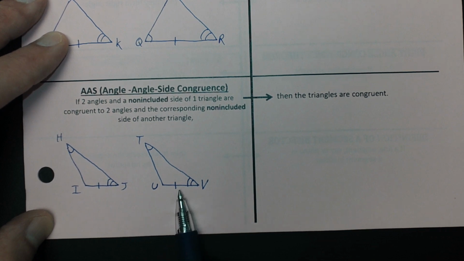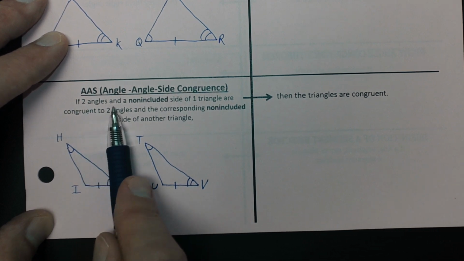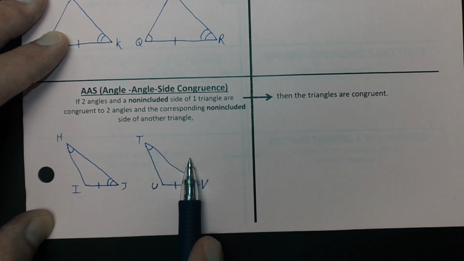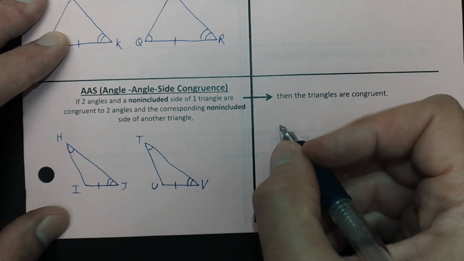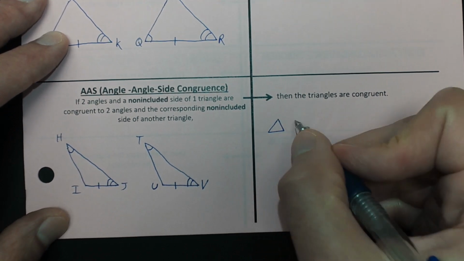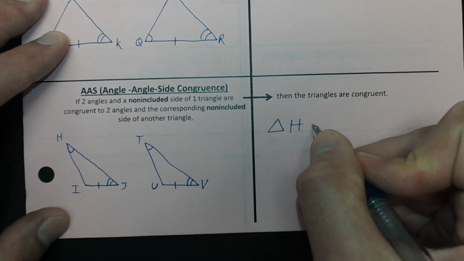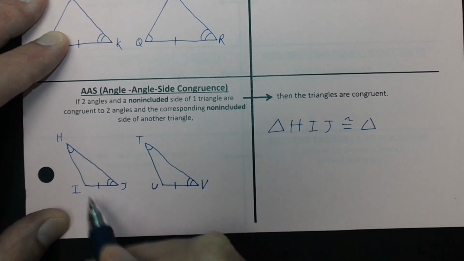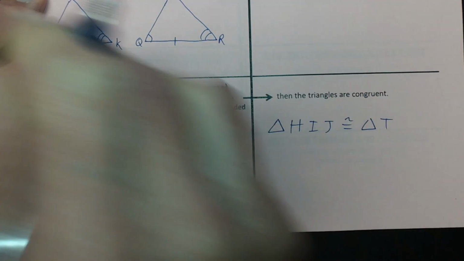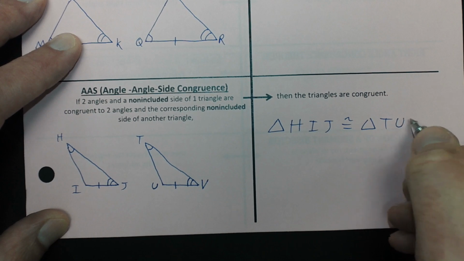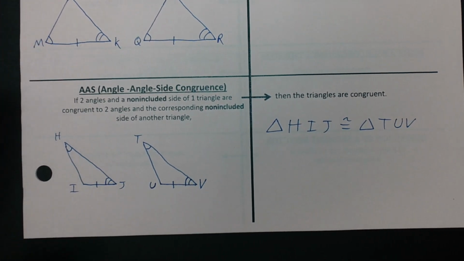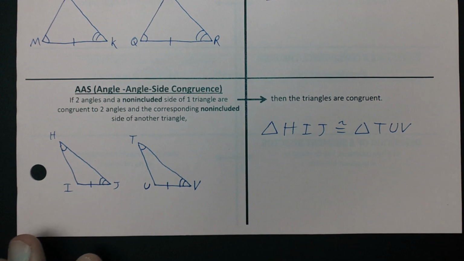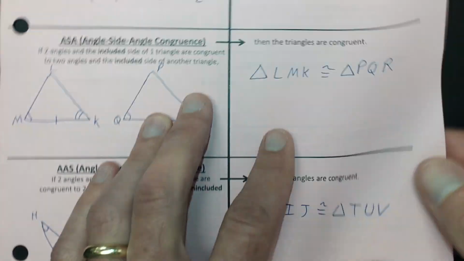So we call that side a non-included side. So I have two angles and a non-included side of a first triangle congruent to the same of a second triangle. Then if that's the case, you have congruent triangles again. So triangle HIJ is going to be congruent to triangle TUV. So we just showed you 4 different ways that you can prove triangles congruent. Let's go on to the second page.